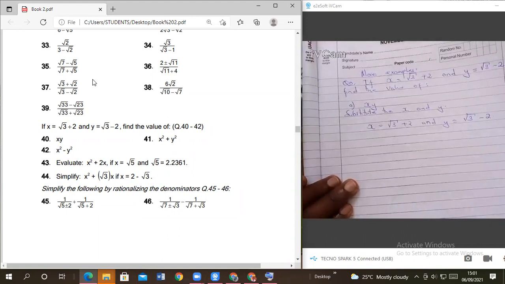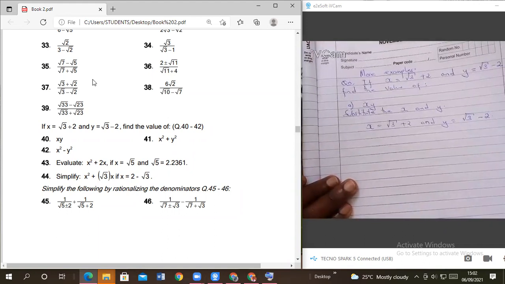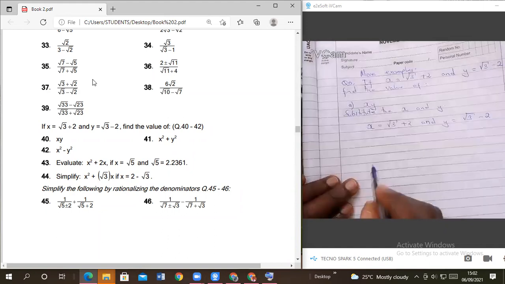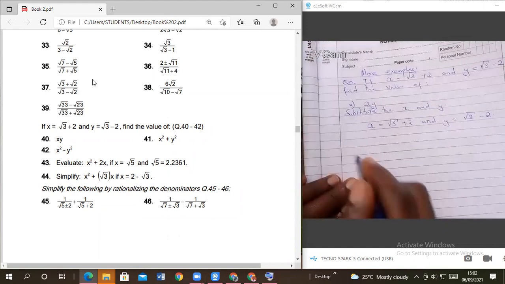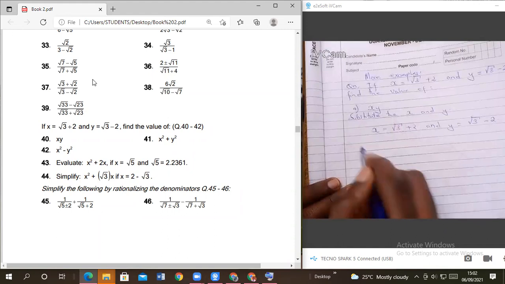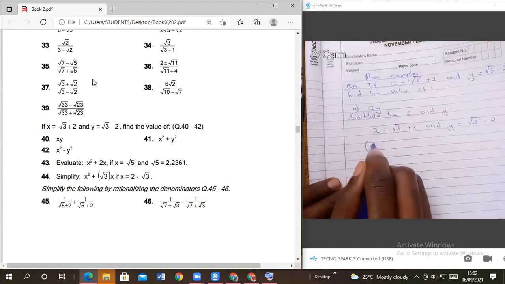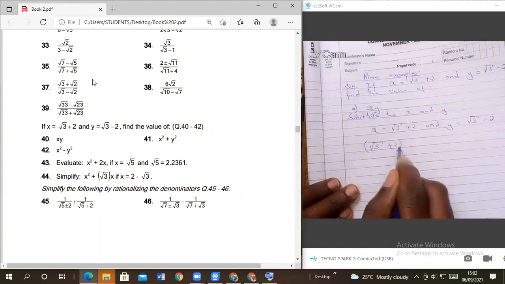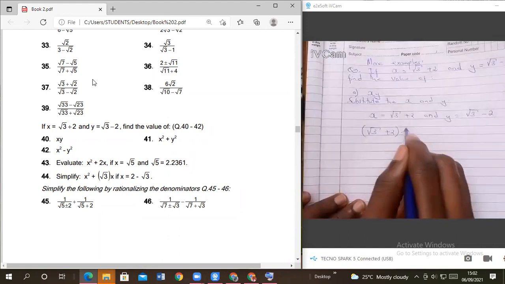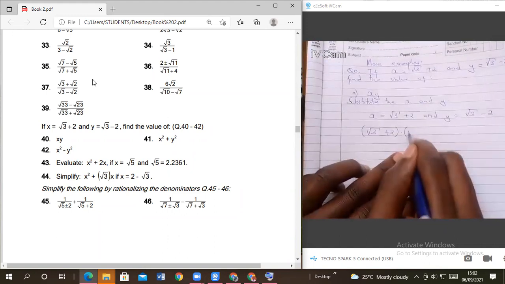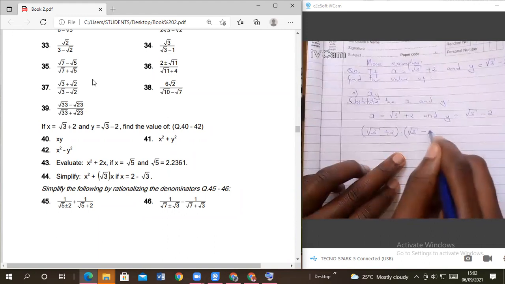And remember, we said multiplication is commutative, but it's not applicable everywhere. So take note of that. So follow the order so that you don't miss out. So we shall have x, which is root of 3 plus 2, I'm going to put it in bracket like that, times my y, which is root of 3 minus 2.